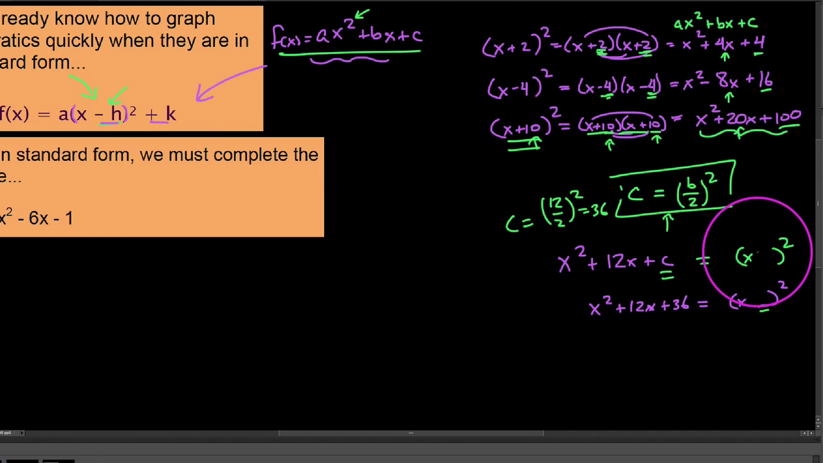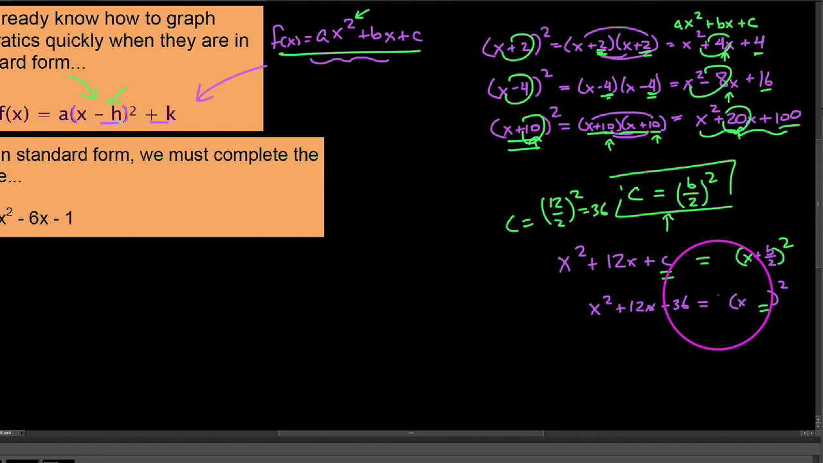Well, what I can always tell you is it factors into x plus b over 2. Notice that this 10 is half of this 20, or this negative 4 is half of this negative 8, or this positive 2 is half of this positive 4. It's half of our middle term. In this case, half of our positive 12 would be a 6. This would be a really quick way to rewrite it this way.